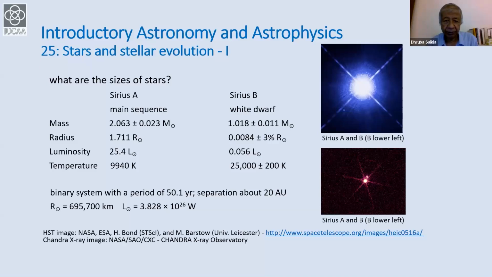And the white dwarf mass is about a solar mass in this case, whereas Sirius A is about 2 times the mass of the sun. Because it is heavier than the sun, the central temperature is also larger. And here the carbon-nitrogen-oxygen cycle for generating nuclear power, because of the higher temperature, makes a more important contribution. It's a binary system with a period of 50.1 years and a separation of 20 astronomical units.